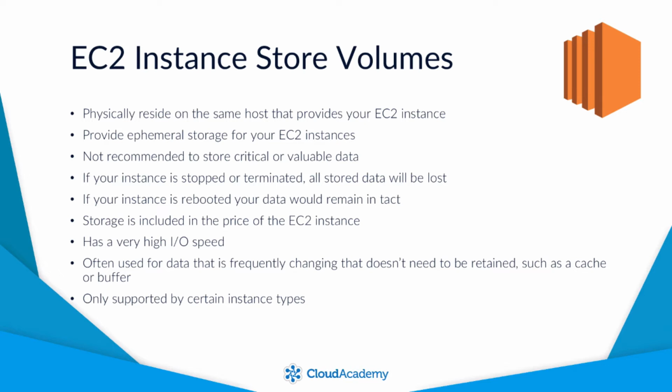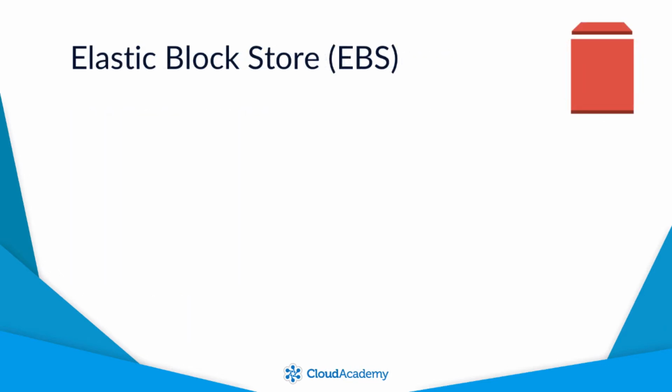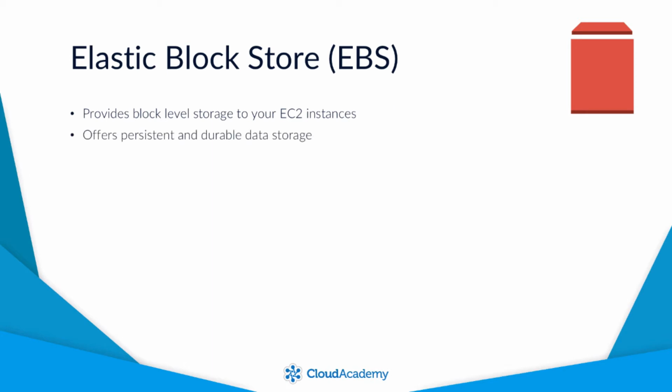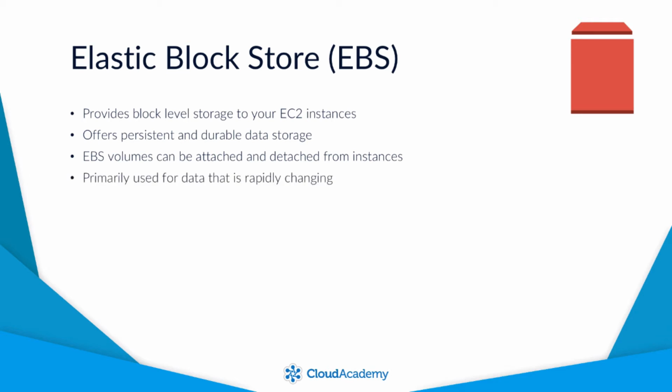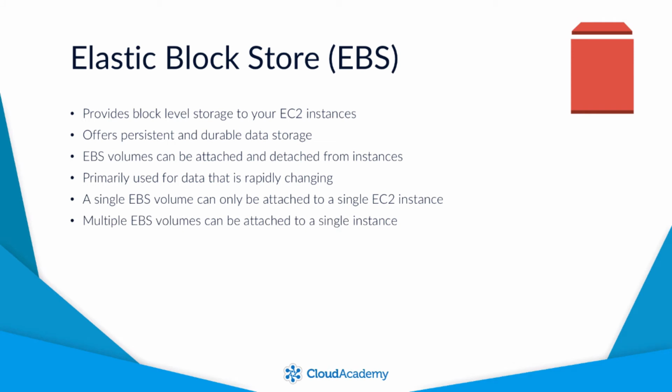Following instance store volumes, I then looked at block storage that offers persistent storage. This is in the form of Elastic Block Store, EBS volumes. EBS also provides block level storage to your EC2 instances, but unlike instance store volumes, EBS offers persistent and durable data storage. EBS volumes can be attached and detached from your instances, and they are primarily used for data that is rapidly changing. A single EBS volume can only ever be attached to a single EC2 instance. However, multiple EBS volumes can be attached to a single instance.